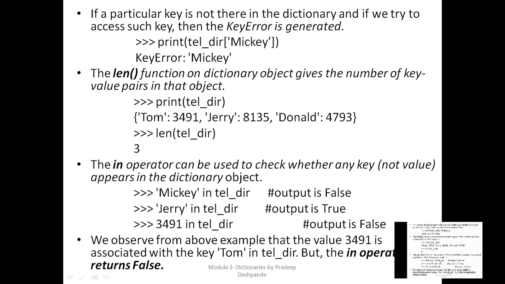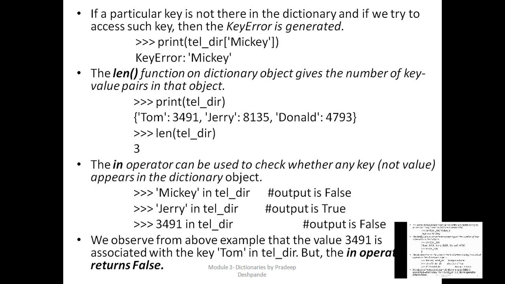We also have the in operator, which checks whether a particular key is present in the dictionary or not. For example, here we check Mickey in telephone directory. In is an operator which checks whether Mickey is available in the telephone directory, which returns false here. Jerry is available in the telephone directory, so it returns true. 3491 in telephone directory returns false because it checks only for keys, not the values.